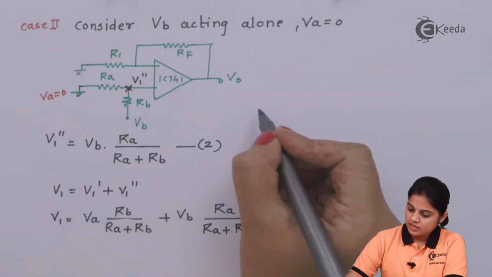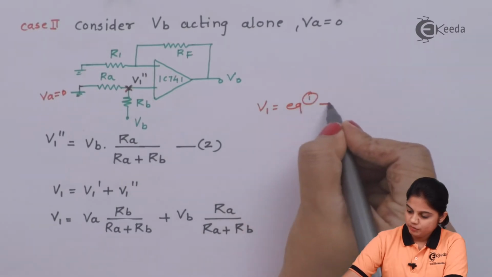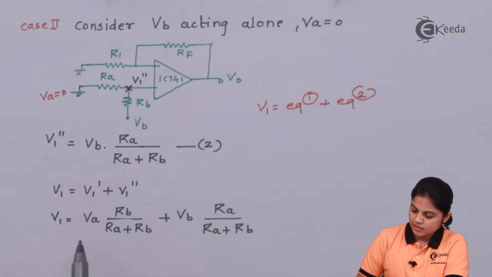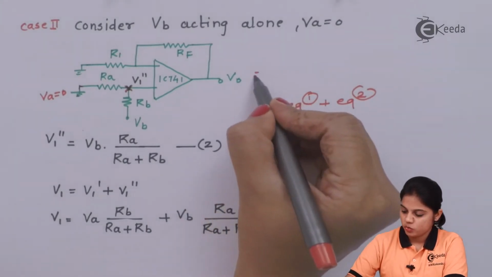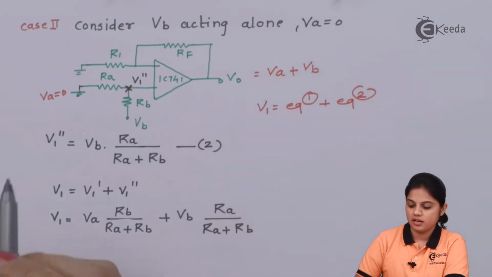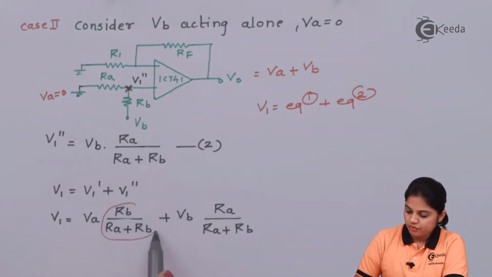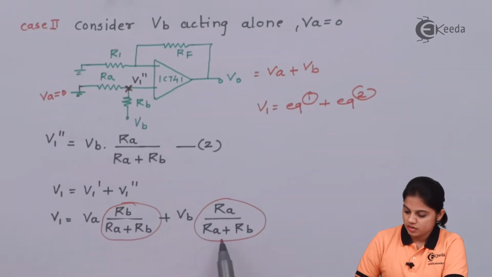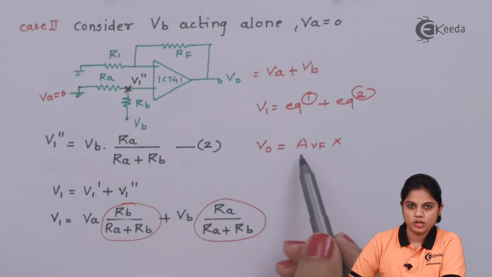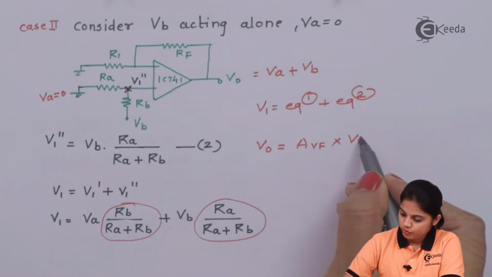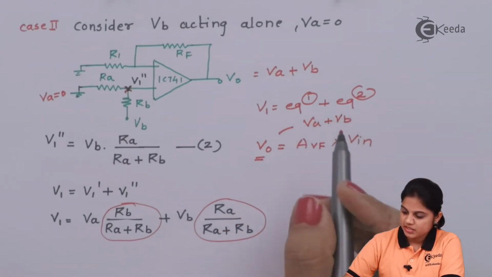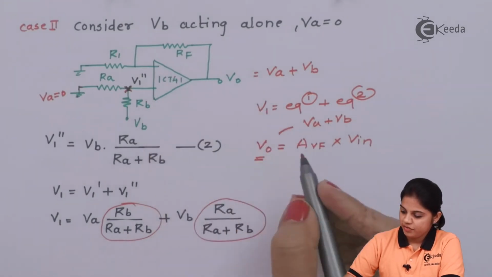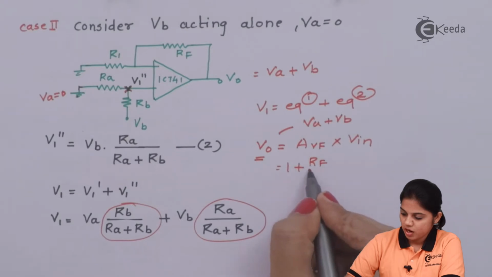Now V1 is nothing but an addition of equation 1 plus equation 2. So V1 is VA RB upon RA plus RB plus VB RA upon RA plus RB. Now here we want output voltage equal to addition of VA and VB, those are input voltages. That means anyhow we have to remove this term. Now how to remove this term? Now we know that here the output voltage is equal to closed loop voltage gain times input voltage. And since we need V0 to be equal to VA plus VB, there should be no other term. Now if you see the AVF, it will be 1 plus RF upon R1.